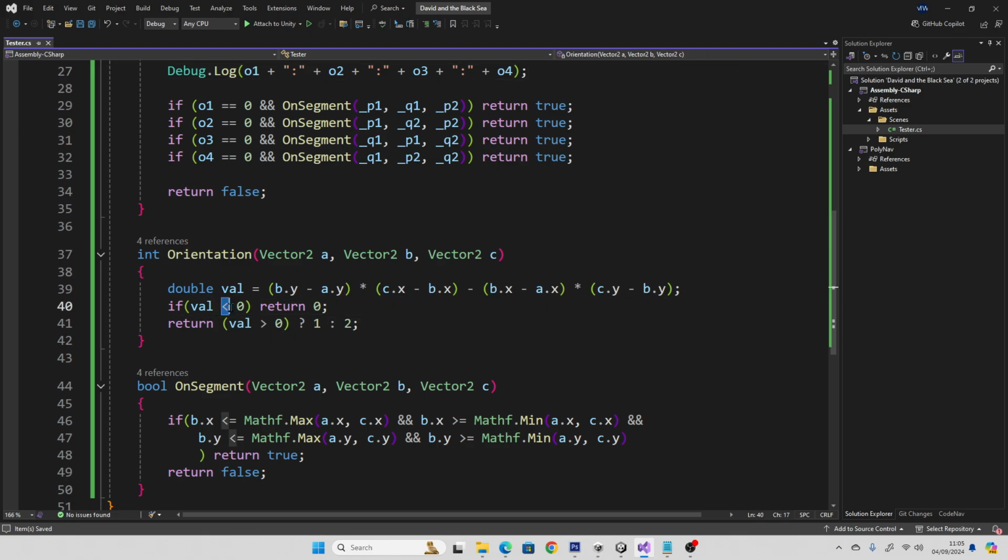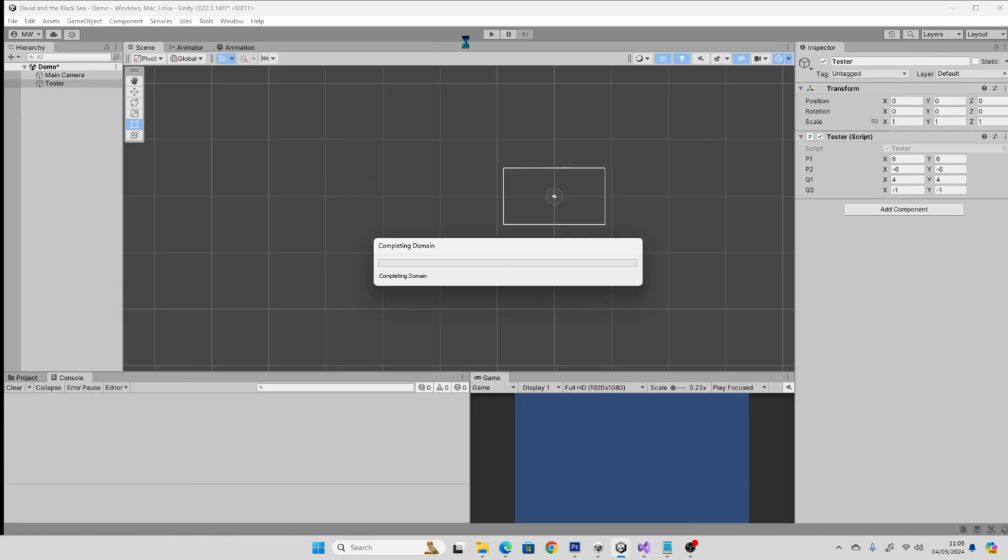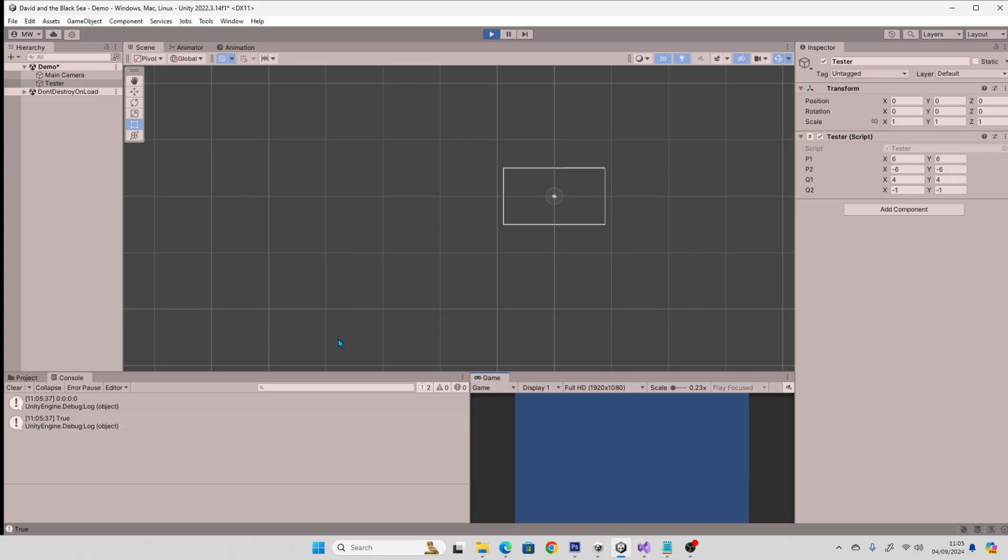Oh, stupid me. If the value is equal to 0, return 0. If the value is greater than 0, return that. All right. How did I not see that at the beginning? And zeros and true. Okay, so now that works.